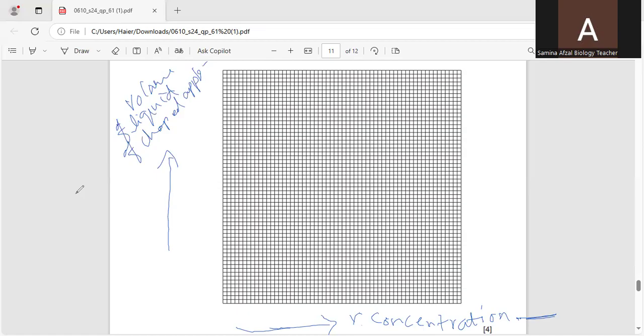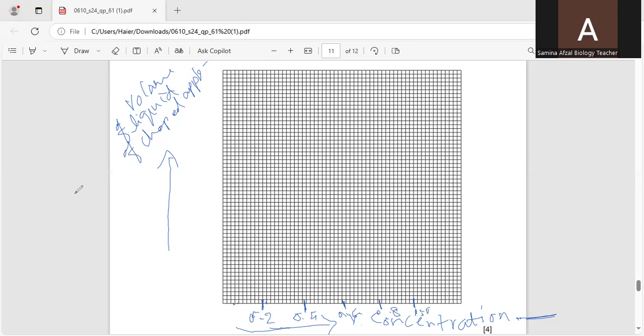So on the x-axis the values start from 0, 0.2. In this way, 1, 2, 3, 4, 5, 6, 7, 8, 9, 10. We have to count the 10. 0, 0.2, 0.4, 0.6, 0.8, and 1.0.